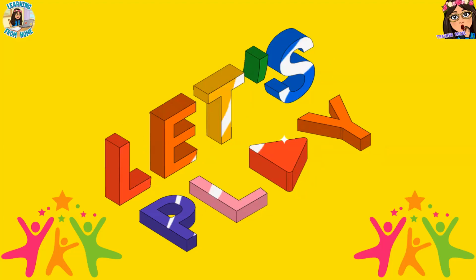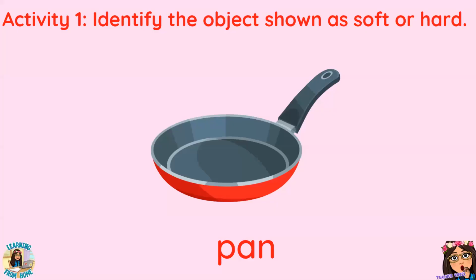Okay, now this time, let's play. Yay! All right, so in this game, we're going to identify the object shown as soft or hard. So you're going to guess if that thing is soft or hard. The first thing here is a pen. What's a pen?